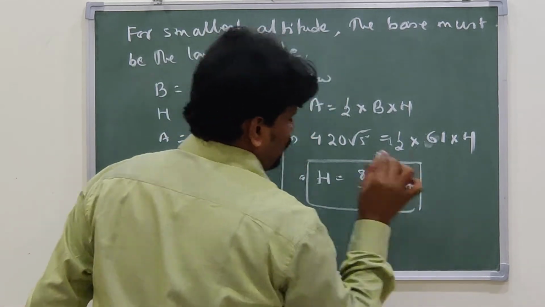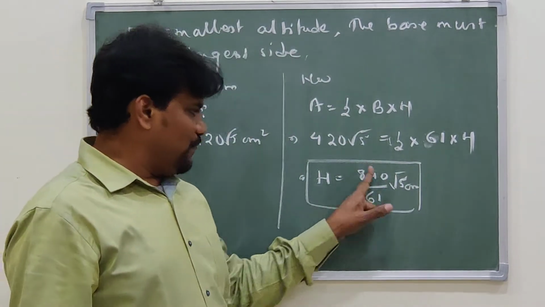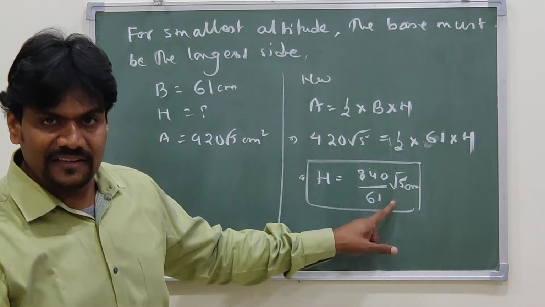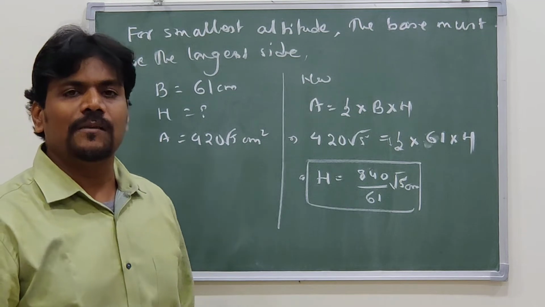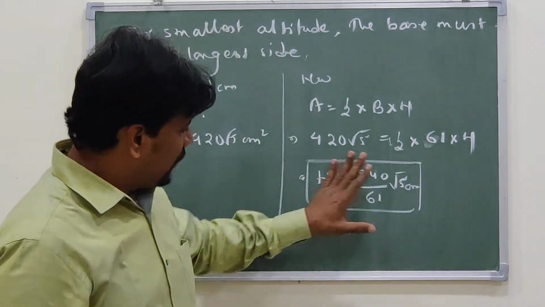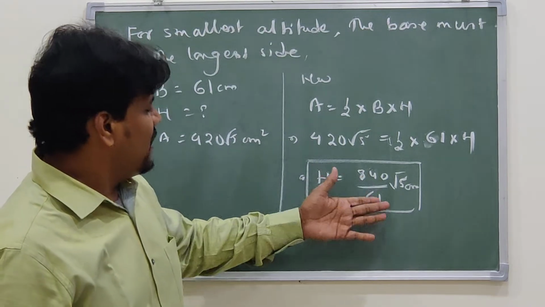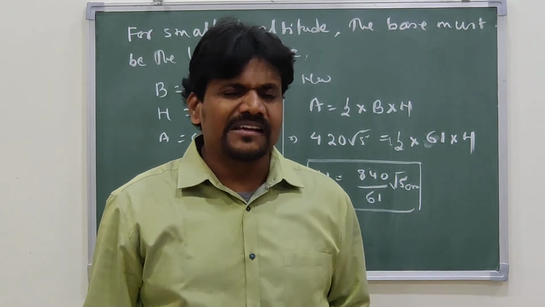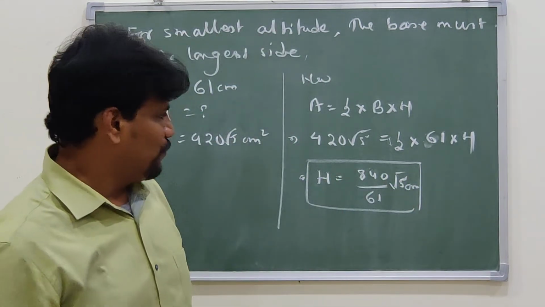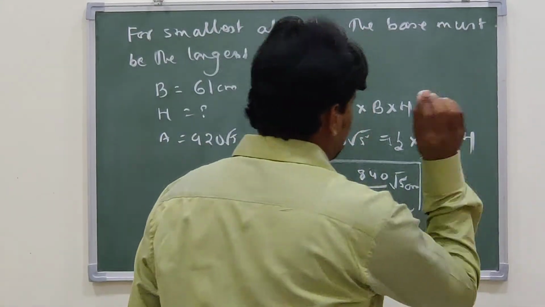That is your height. But remember, 840 by 61 is solvable. So you cannot leave the answer like this. You must solve 840 by 61 by dividing 840 by 61. So divide, get the decimal answer. And if you have the value of root 5, it's fine. Since I have not taught you the values of root and how to do them, you don't have to worry about the root 5 thing. So that is your answer.